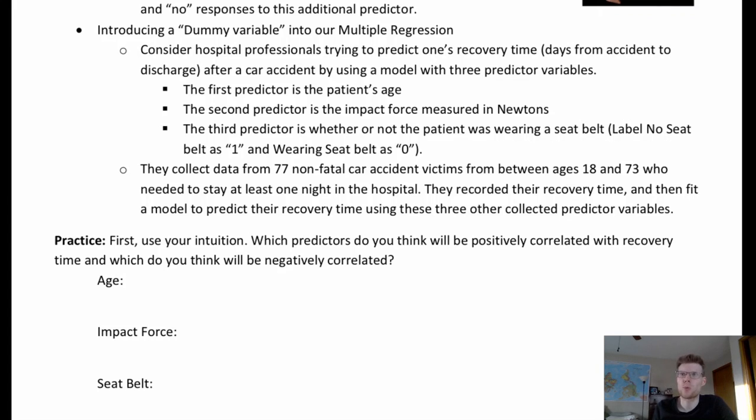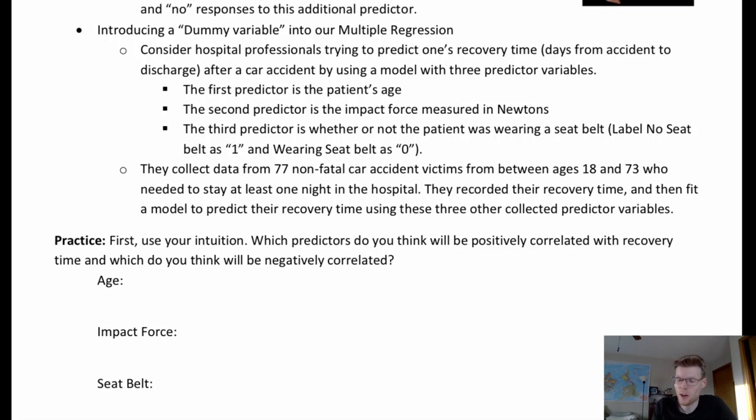However, since we're doing multiple regression, notice that we do have other variables here, including impact force and seatbelt wearing. So the coefficient that we're going to see for age in this model is for comparing two patients who were involved in accidents with the same impact force, who had the same seatbelt status. So given that these two other variables are held constant, the coefficient for age, I would expect, is going to be positive, meaning that for two patients where these two things were the same, I would guess that patients who are older will probably have a longer recovery time.